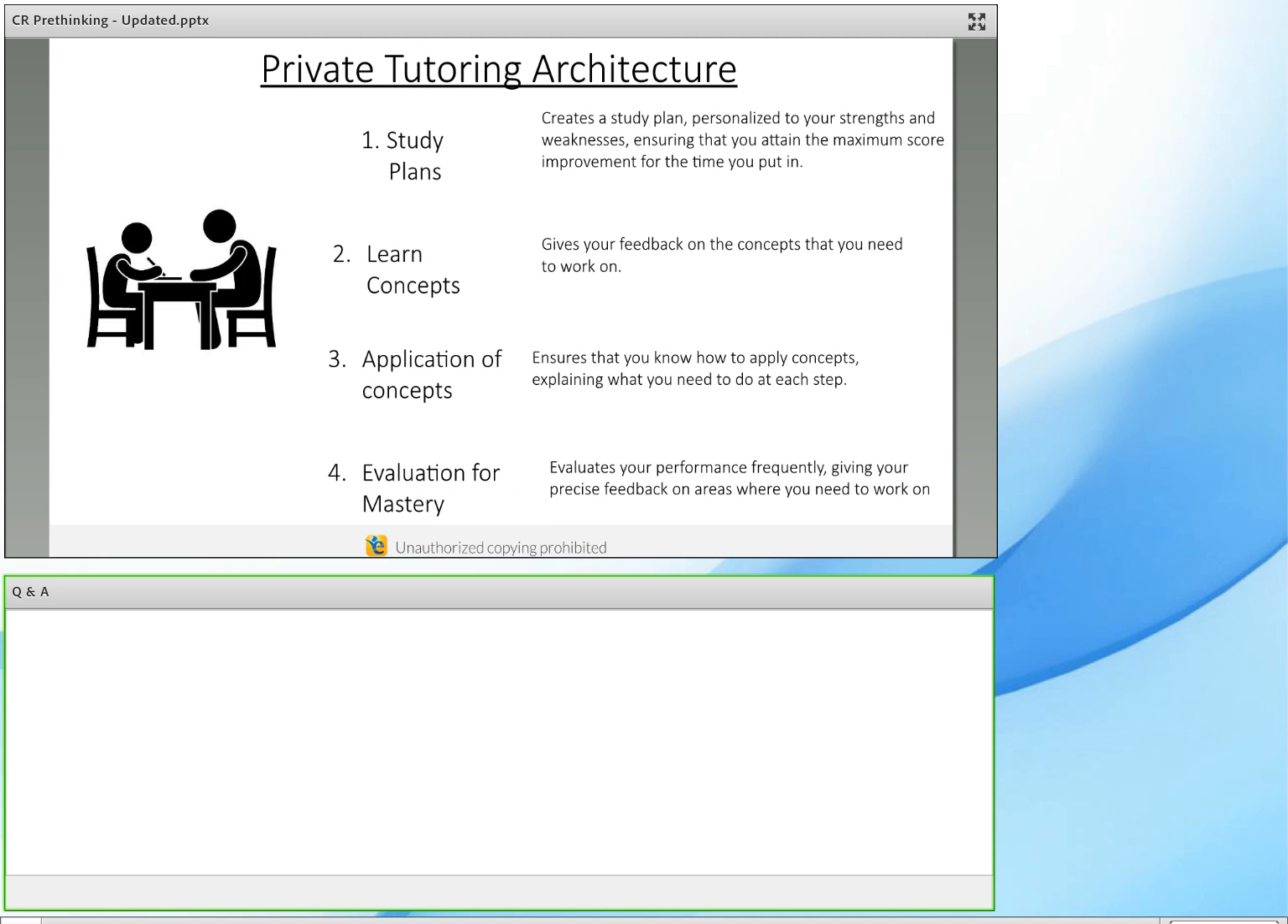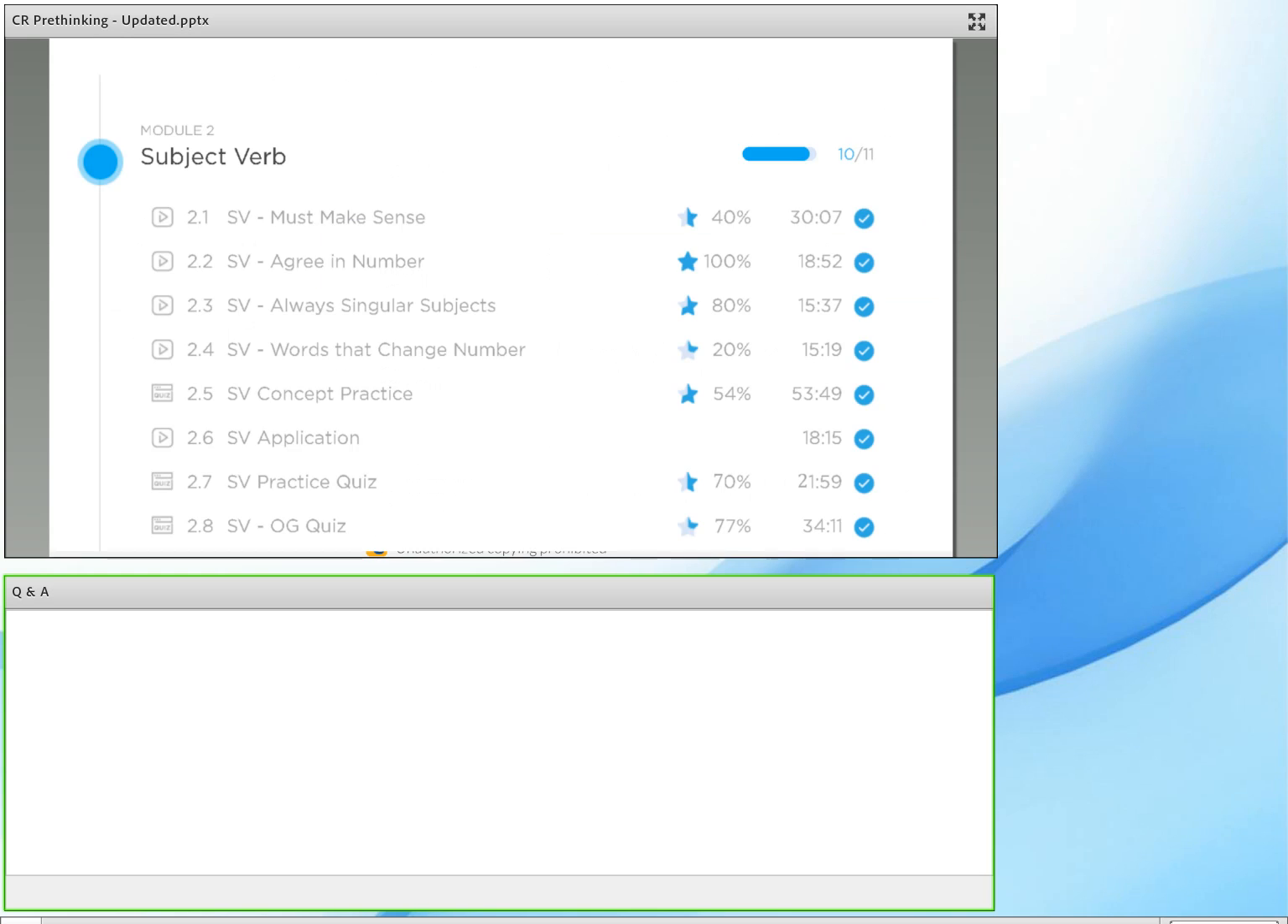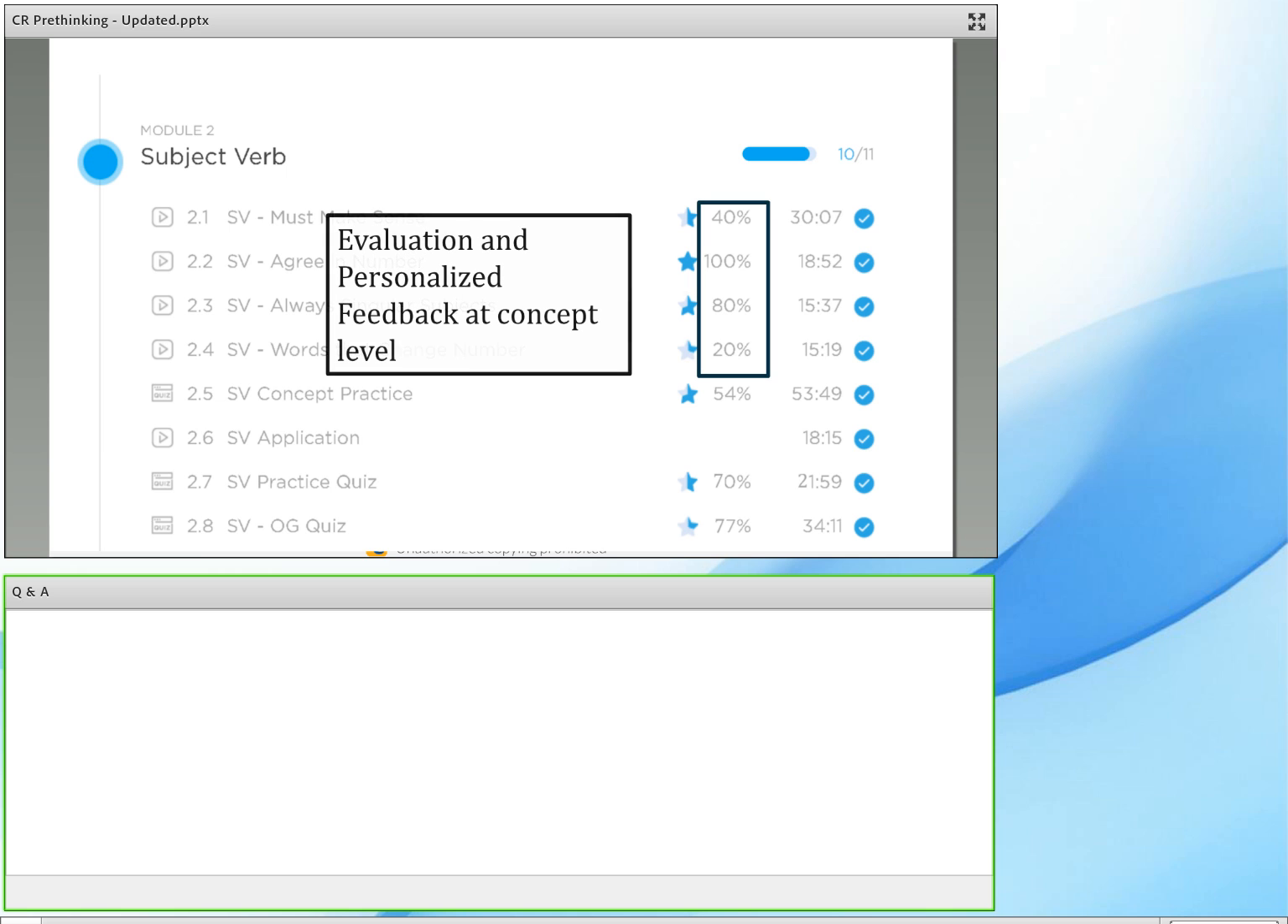The next step that a private tutor does is teach you concepts, and as you're learning concepts he constantly evaluates you and gives you feedback on that. The e-GMAT learning platform is built on the same principle. This is a subject verb module in our sentence correction course. What you see over here is concepts on the left-hand side, and each concept has an evaluation built into it. So when you're learning a concept, you get feedback as to how well you've learned that concept.